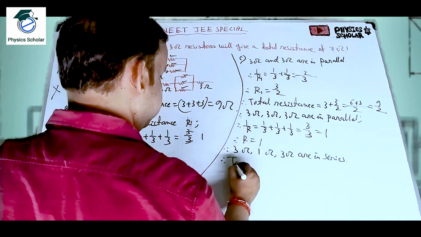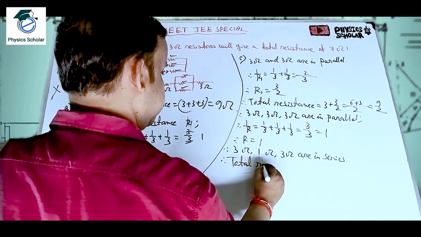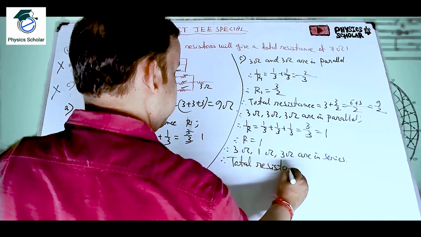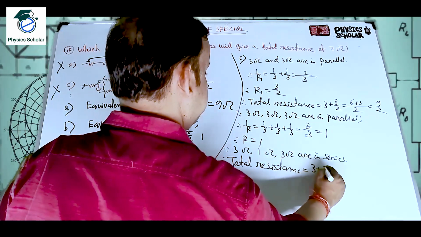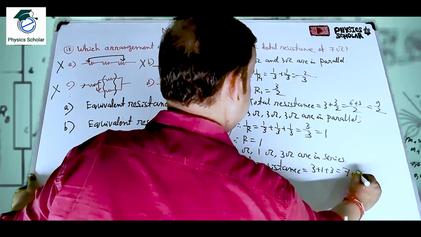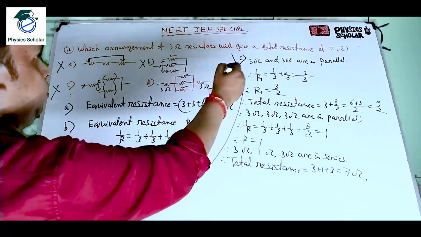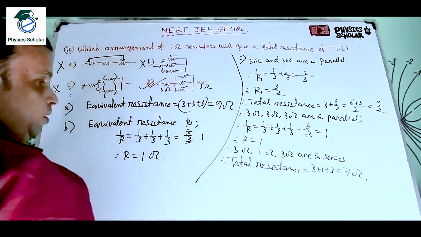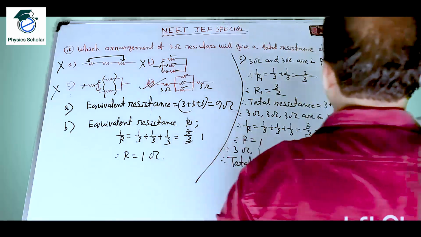So total resistance is equal to what? 3 plus 1 plus 3 is equal to 7 ohms, okay. So what is coming? 7 ohms is given. That means option D is correct. Clear? So the option D is correct.